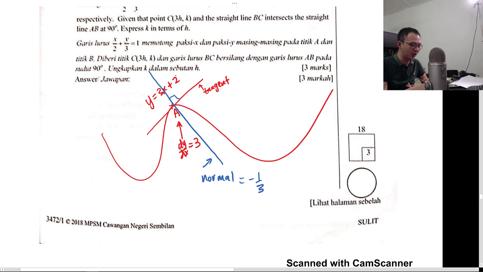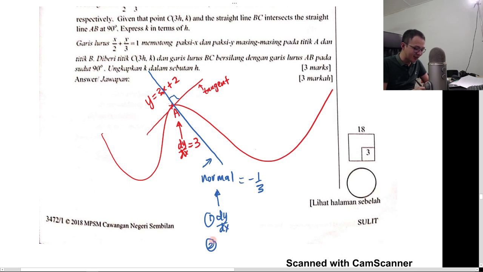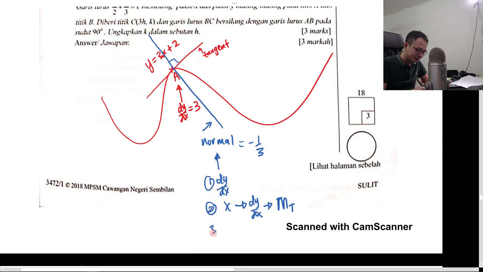Or else, if you don't have the tangent, you only have the normal and you have dy/dx. In order to find the normal, the first step is always to do the dy/dx first if you don't have it. Second step, sub your a coordinate, the x value, into your dy/dx, and then you will get the gradient of tangent. And then the third step, you will need to find the gradient of normal by making it -1 over the gradient of tangent. So after you got the gradient of tangent in the second step, you just do -1 over the answer. You should be able to get the gradient of normal.